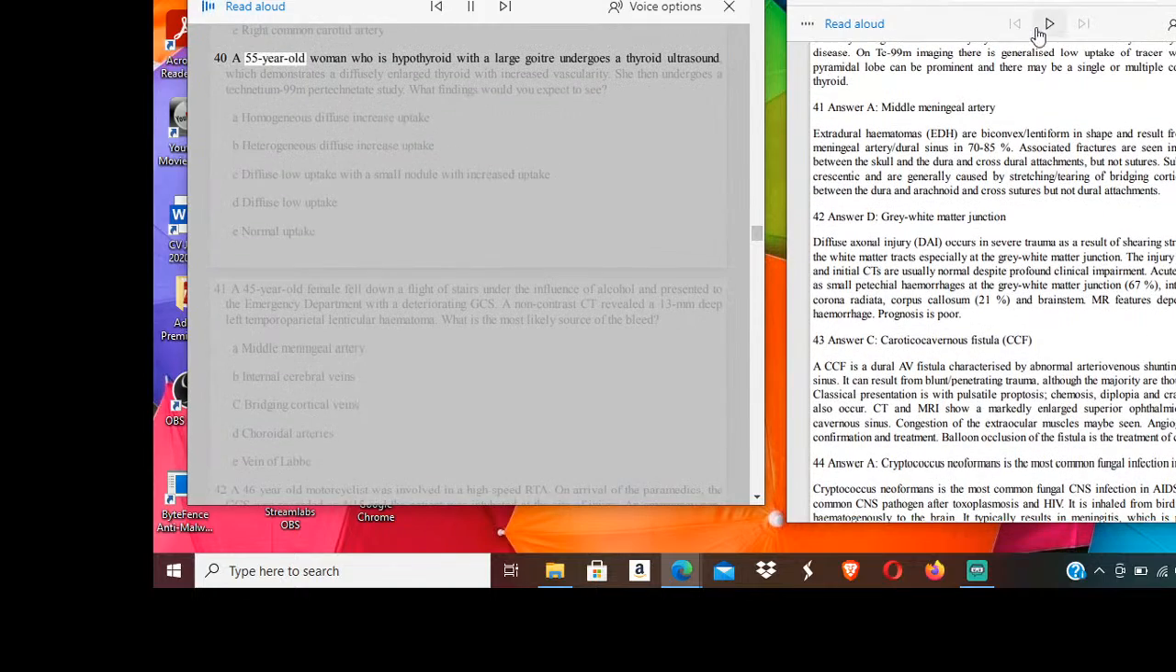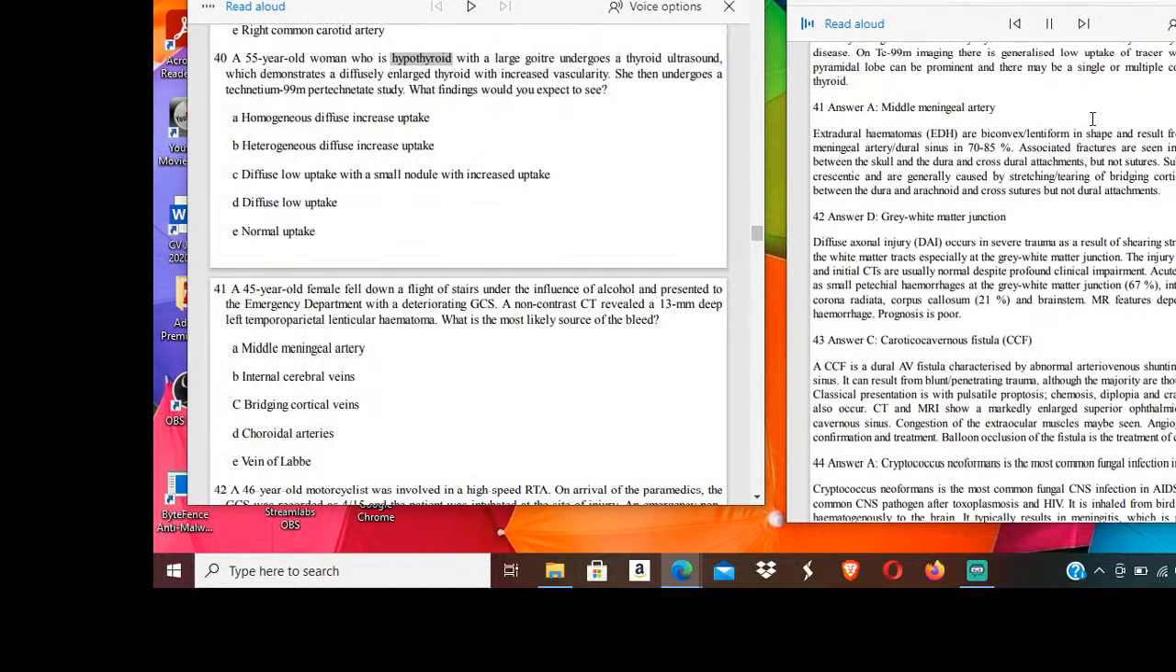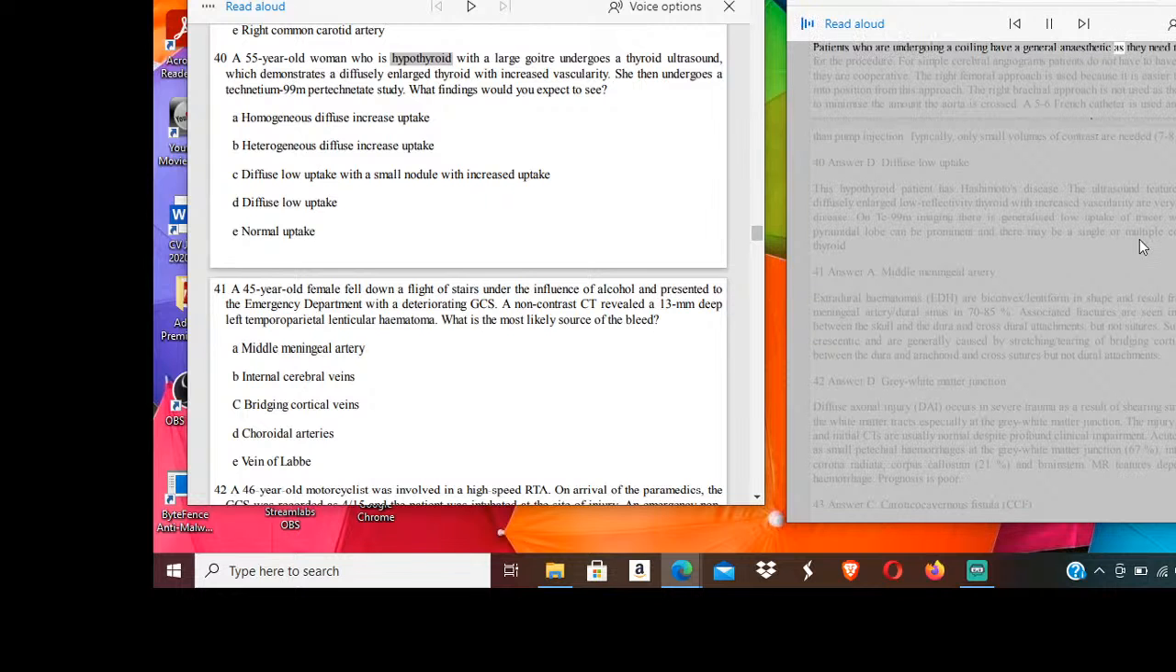A 55-year-old woman who is hypothyroid. Patients who are undergoing a coiling have a general anesthetic as they need to keep completely still.